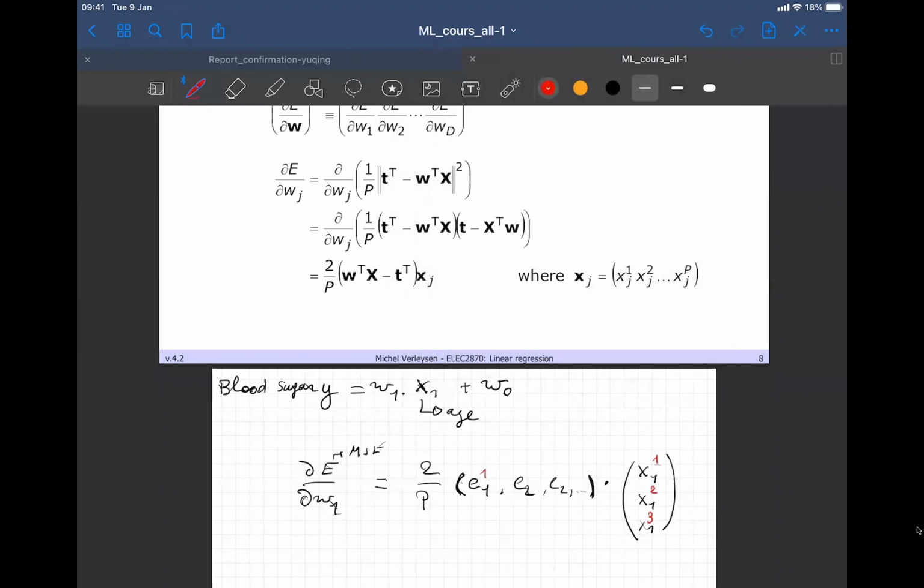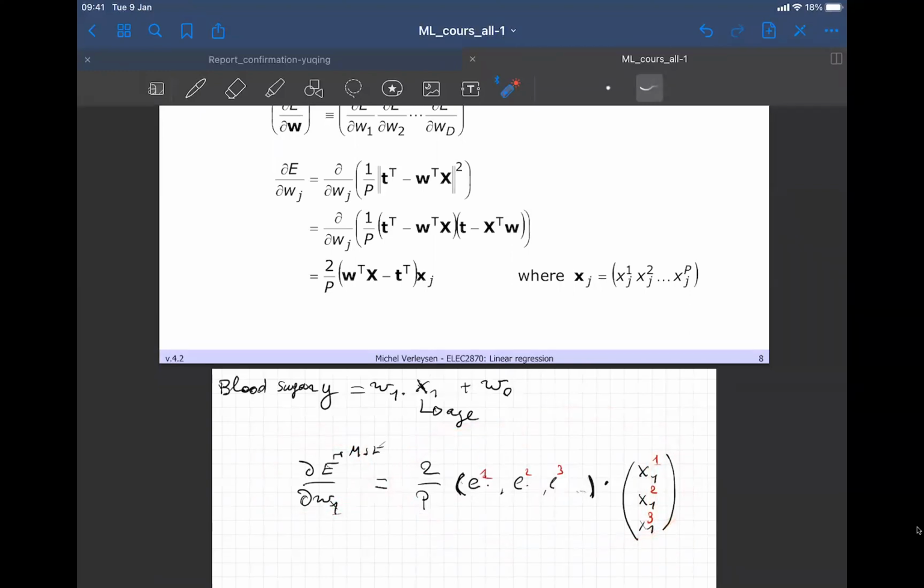Maybe I will use the same here, 1, 2, 3, so I can remove this to be concise. So in essence, the gradient with respect to the first weight is the errors across the samples times the first feature across the samples, okay? And this is how I have one value.